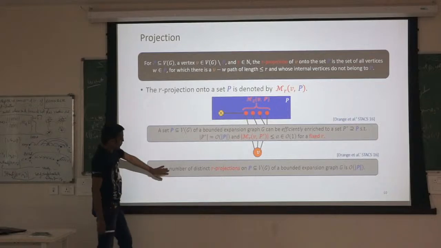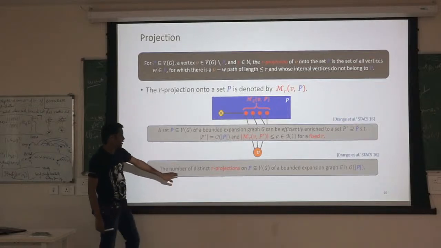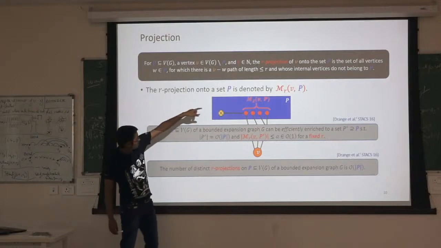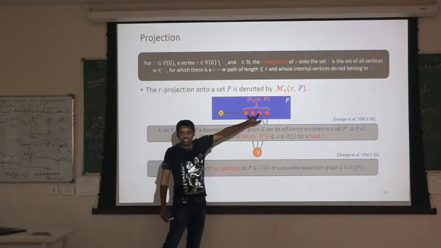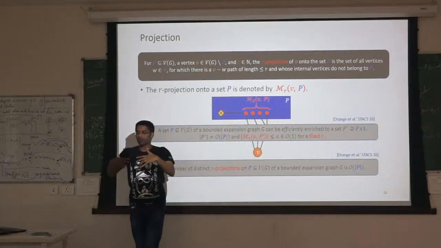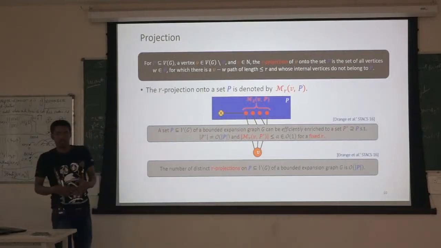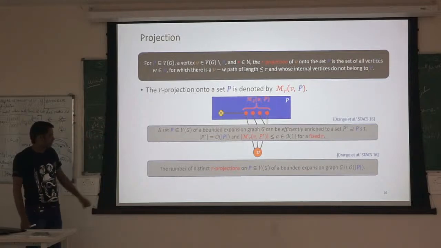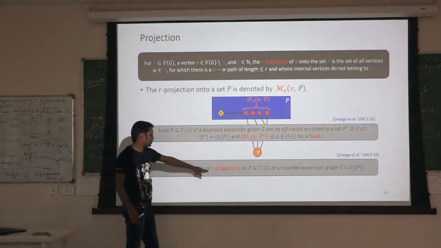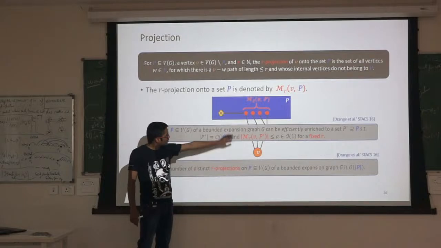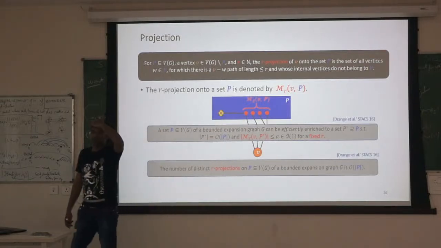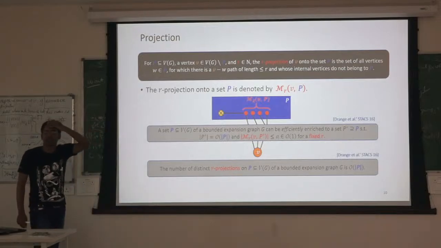Another property that you have is the number of distinct R projections. This one thing is called the R projection. There could be lots of R projections in terms of subsets, a priori up to 2 to the power P in general. But here the number of distinct R projections on this set P is bounded once you enrich this set. And that's why you need some enriching argument.